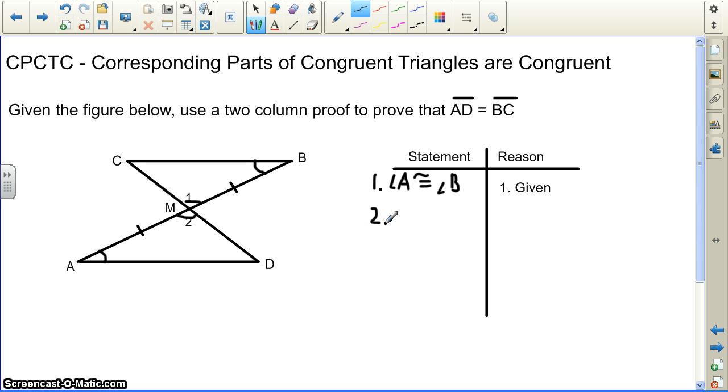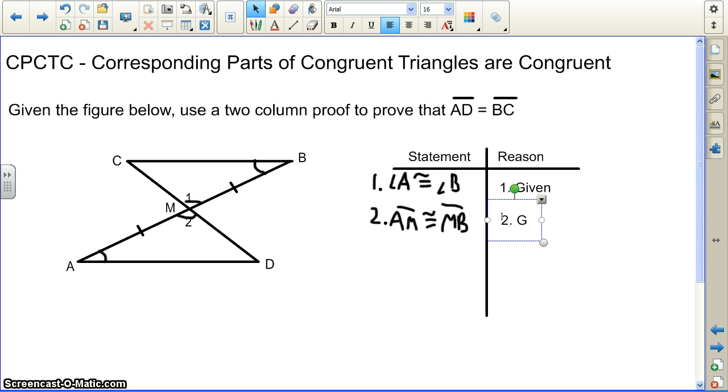Now for my next step, I also know that I have sides that are congruent. So I can say that side AM is congruent to side MB. And it's the same type of reason. I also know that that's given, because I know that those are congruent because it was given.